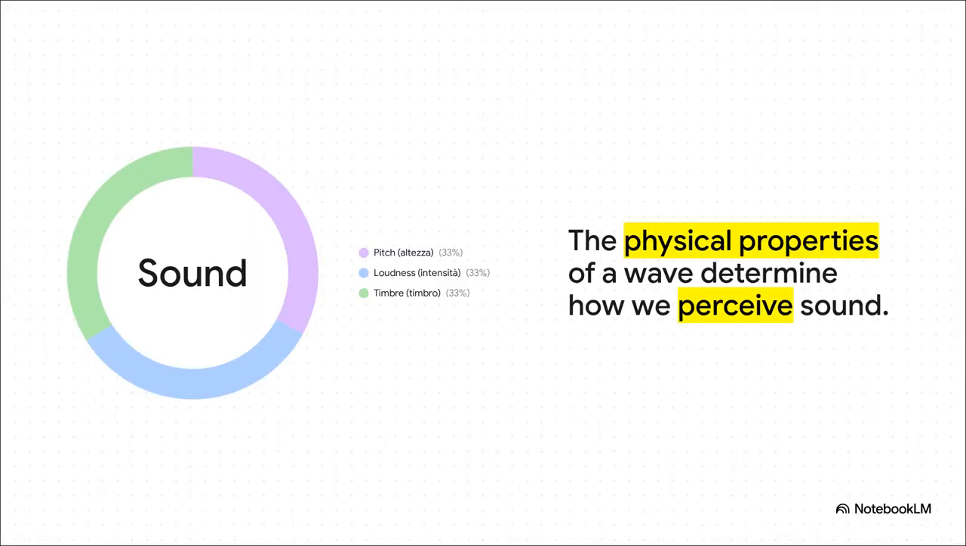So all those physical wave properties we talked about, they translate directly into the sounds we perceive. A wave's frequency, that determines its pitch, how high or low the note is. A wave's amplitude, that's its loudness. And finally, the wave's overall complexity, that creates its timbre, which is just its unique sound quality. It's how you can tell a trumpet and a saxophone apart, even if they're playing the exact same note.